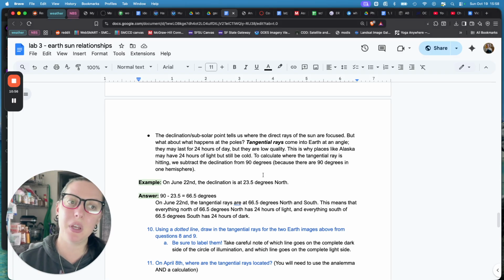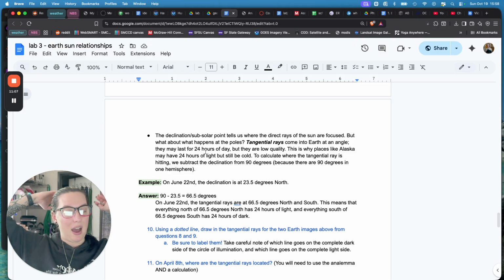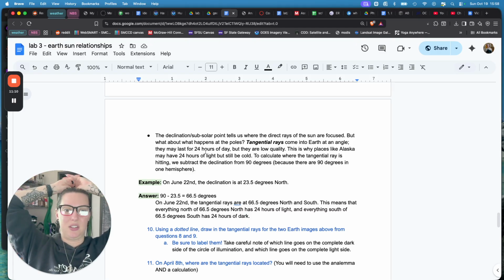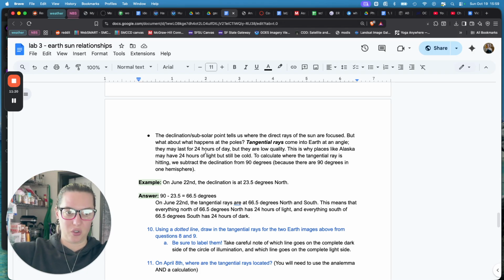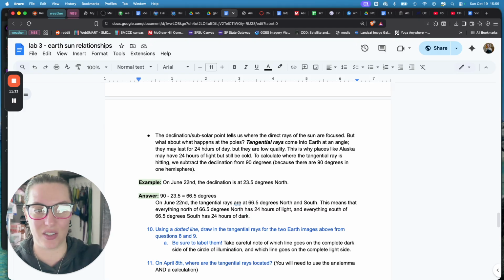And then we go through this idea of tangential rays. So tangential rays are really fascinating because that's kind of like a really intense angle. And we know that some places on Earth actually get 24 hours of sunlight, but they're still really quite cold because they're in the Arctic circles. Because they have these tangential rays, even though there's 24 hours, the sunlight is really, really spread out. That basically allows for these areas to still be very cold because that sunlight's not concentrated.